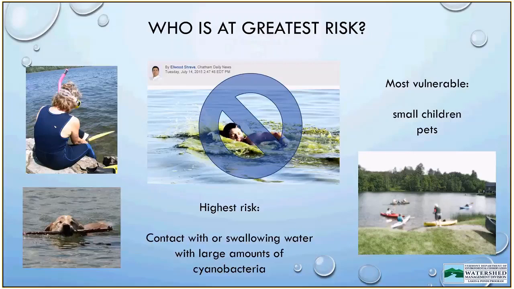For adults, the highest risk comes when you're in contact with or swallowing water that contains large amounts of cyanobacteria. So if you're swimming or snorkeling, if you're jet skiing or water skiing, you may come in contact with cyanobacteria through those activities. We very strongly recommend that you avoid swimming in water that looks like the one in the image there in the center of the screen. That's a large amount of cyanobacteria, and your chances of becoming ill are significantly increased by coming in contact with water of that color.